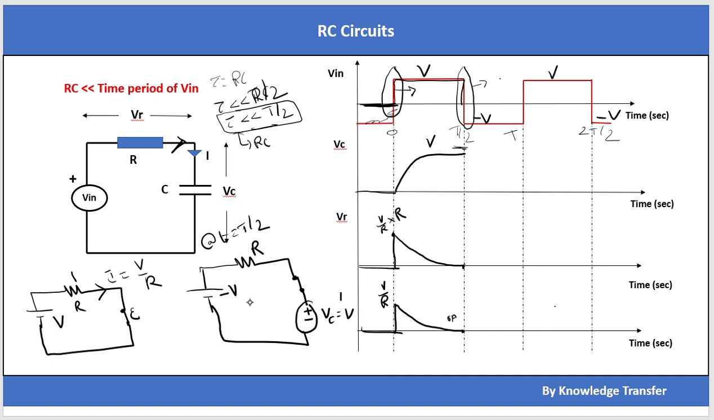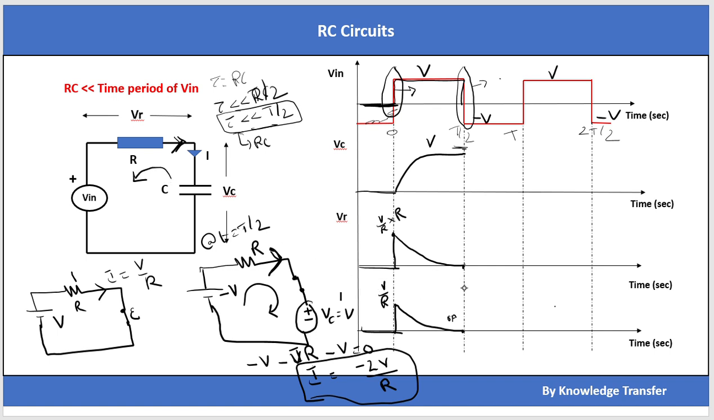Okay, and let's assume the conventional current is still like this, and if I apply KVL here, it will be minus V minus I into R, which is the voltage across the resistor, then minus VC, which will be V, equal to 0. So if I solve for I, I equals minus 2V divided by R. That means we are getting a negative current, so the current is not going in this direction, the current is in the reverse direction.